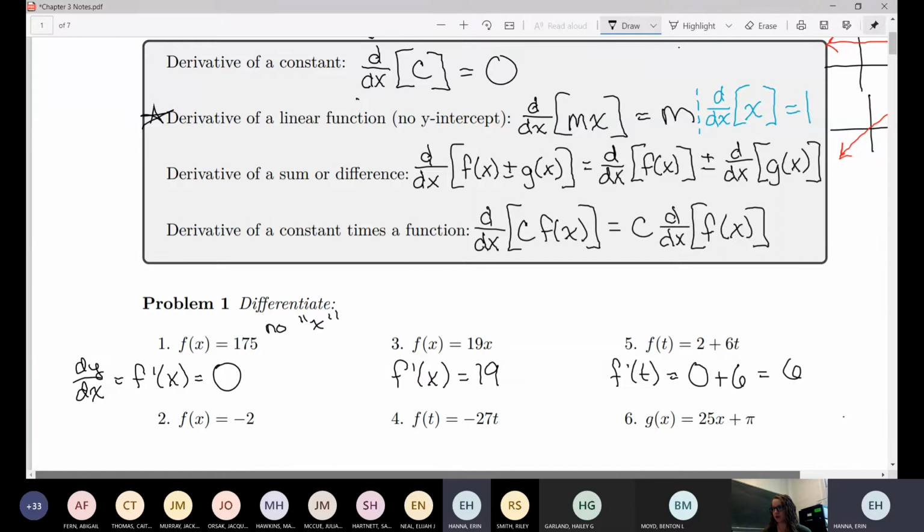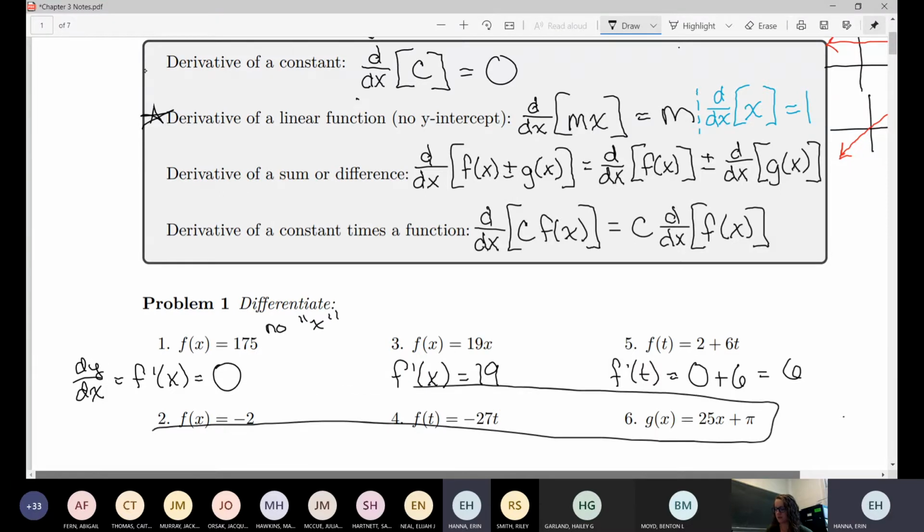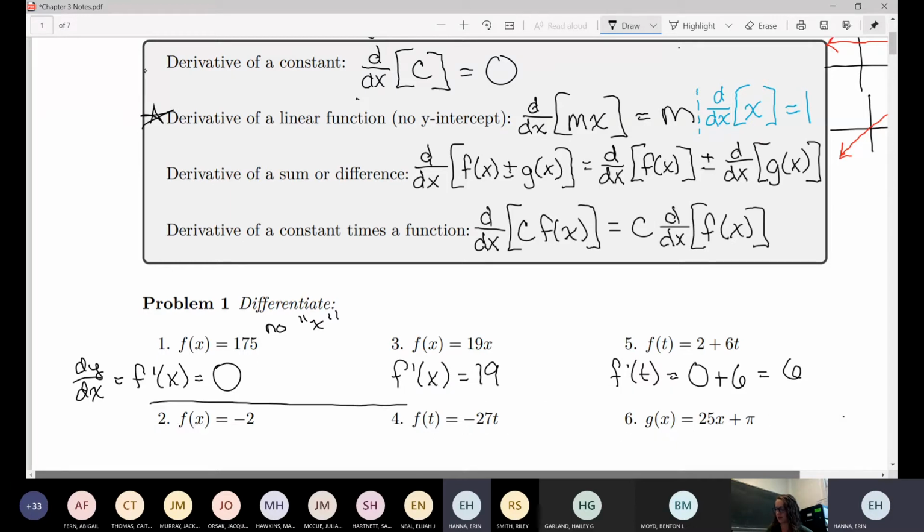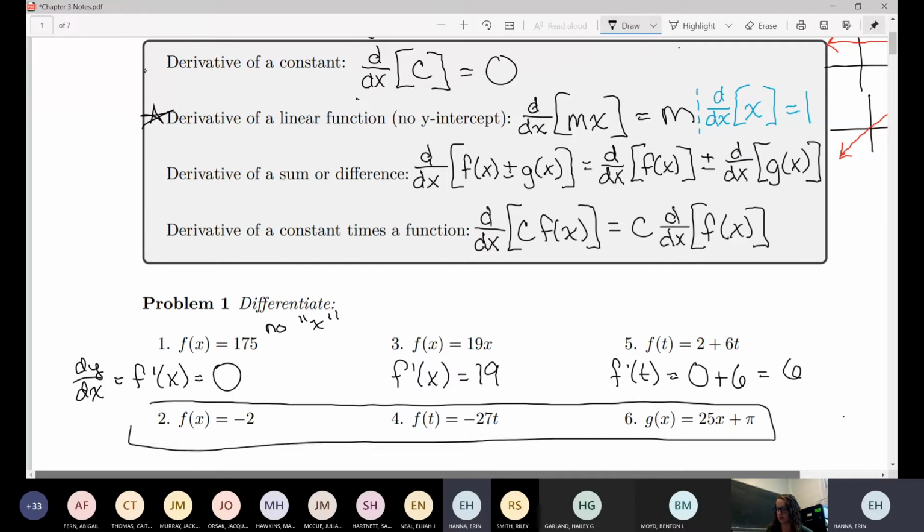Okay. I'm going to give you a minute to look at these. They kind of mirror the ones above it. The last one's a little tricky. I'm going to give you a minute before I talk about them, and I want you to try.